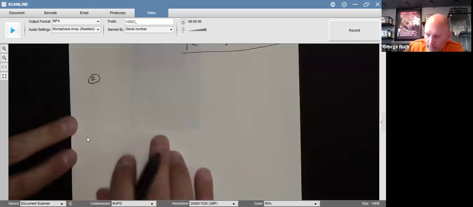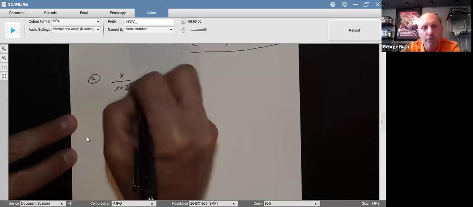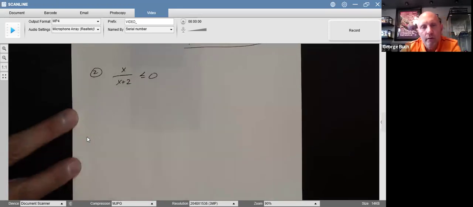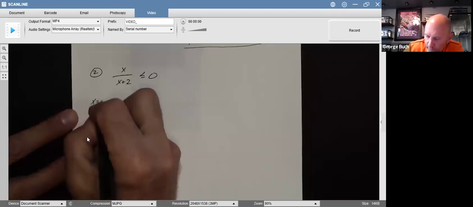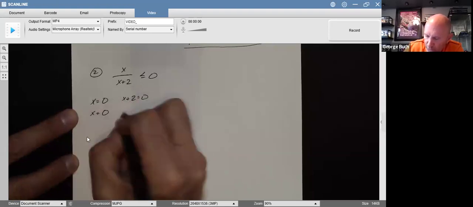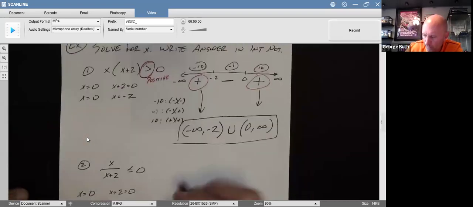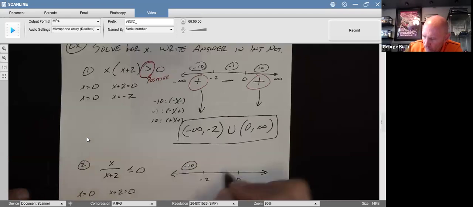Second example, x over x plus 2 is less than or equal to 0. So get 0 on one side, it is. Combine it into one term, it is. Factor it, it is. So again, set these equal to 0. So x is 0, x is negative 2. So we're going to get the same number line here, right? So negative 2 and 0. Let's do negative 10, negative 1, positive 10.